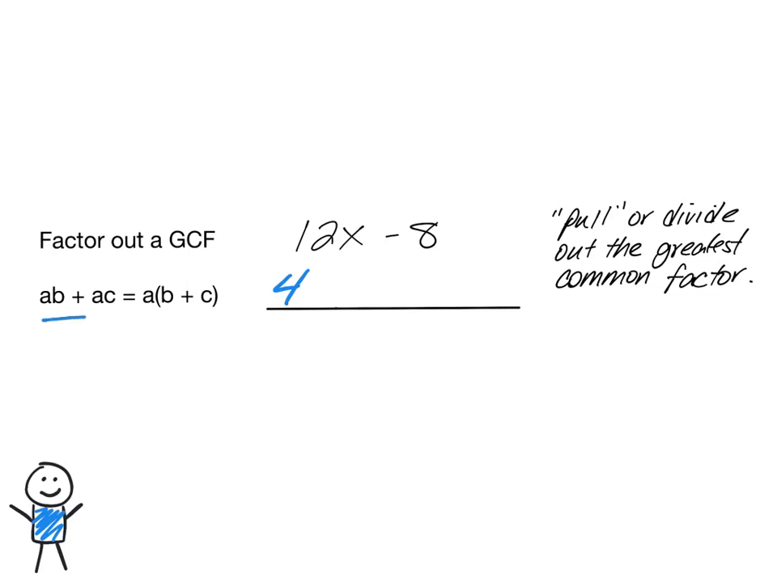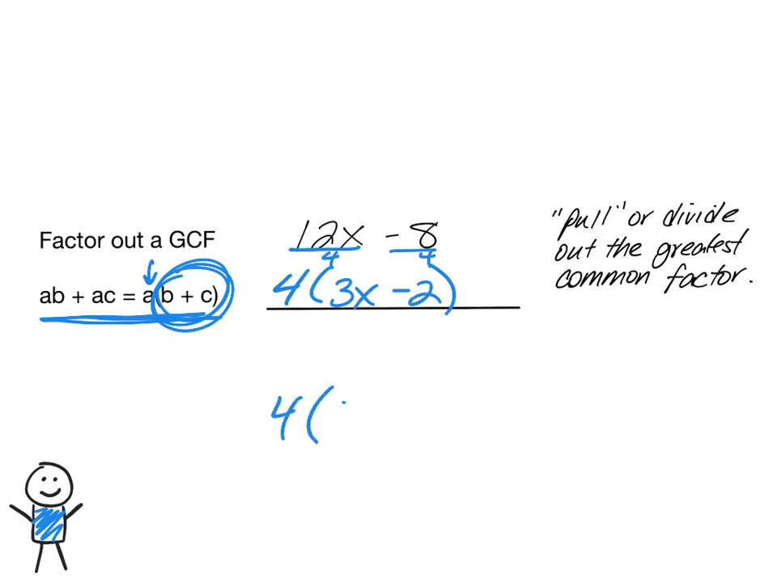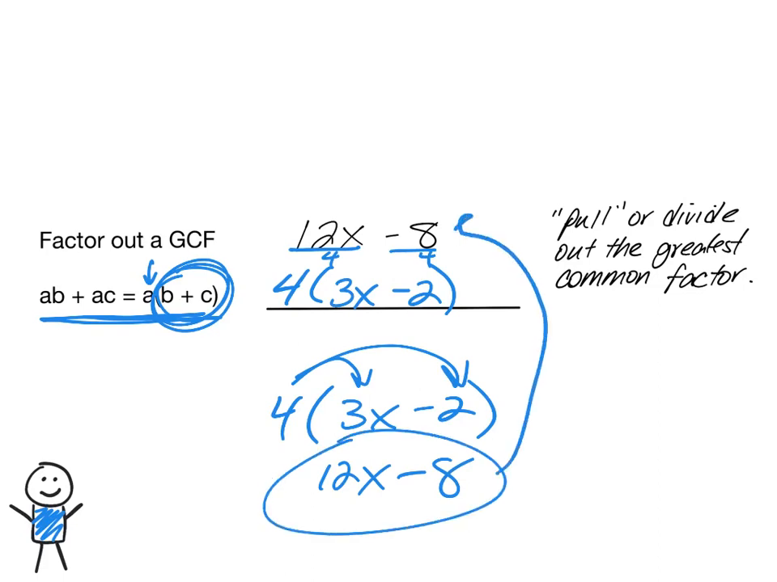But if you notice from the example here, you've pulled out the GCF, but you still have to write what's left on the inside after you factored out the greatest common factor. So if I pull out a 4, that's the same thing as dividing out a factor of 4 from each term. 12x divided by 4 is 3x, and negative 8 divided by 4 is negative 2. You can always check in the early stages while you're learning this concept by going back and using the distributive property to see if we get our original question. 4 times 3x is 12x, 4 times negative 2 is negative 8, and that is where we started.